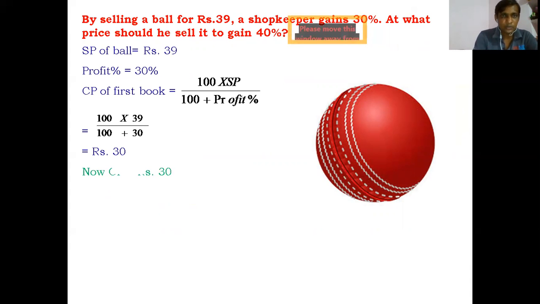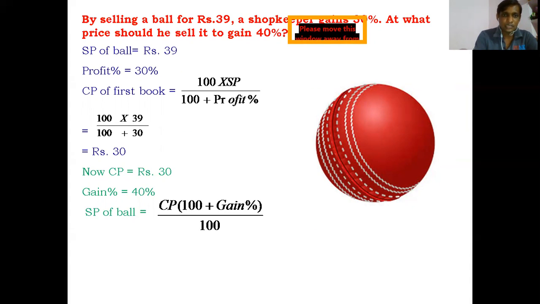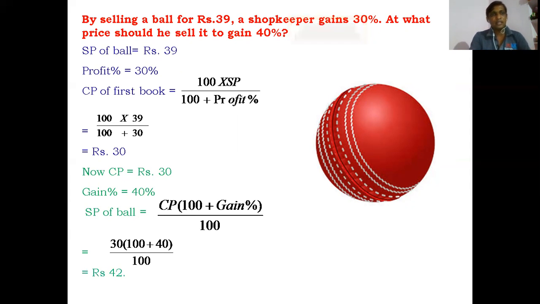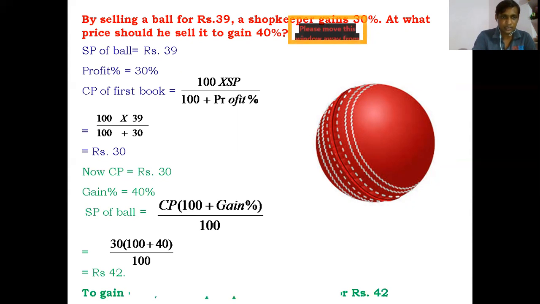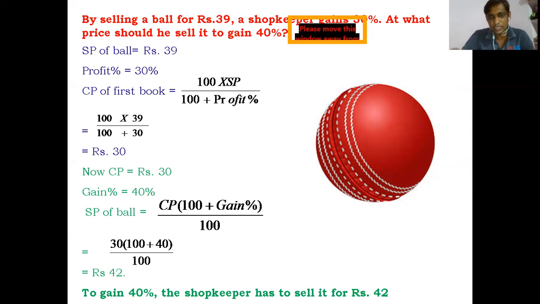If the cost price is 30 rupees and gain percentage is 40%, now I need to calculate the selling price. Selling price of the ball is equal to CP into 100 plus gain percentage by 100. That's equal to 30 into 100 plus 40 by 100. Then after simplification, I'll get 42 rupees. That means if the cost price is 30 rupees, to get 40% gain, the shopkeeper has to sell the ball for rupees 42.